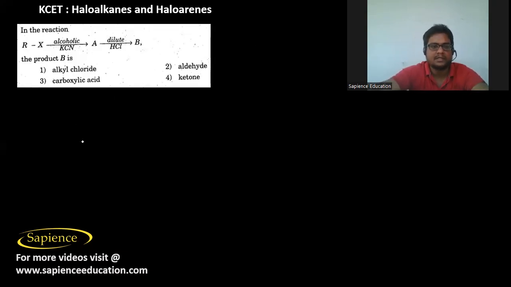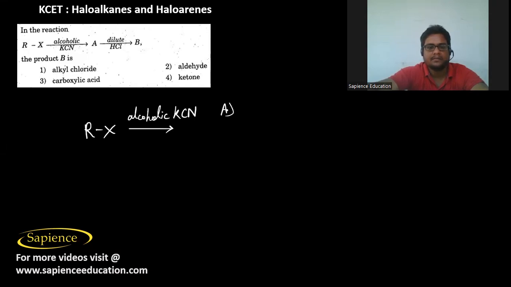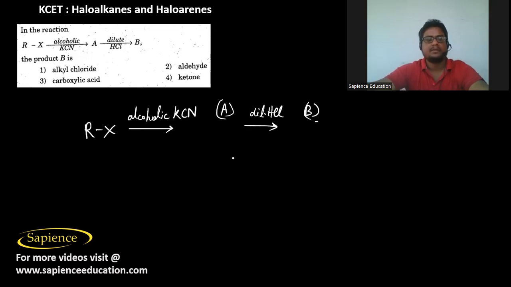Then here it is said that in the reaction, RX, which is the alkyl halide, reacts with alcoholic potassium cyanide, and then it will form the product A, and this product A will react with dilute HCl to form the product B. Now we have to identify which one is the product B which has been formed in the final step.